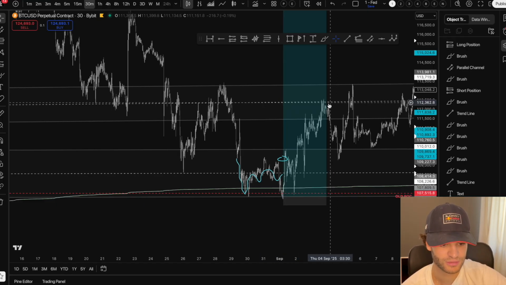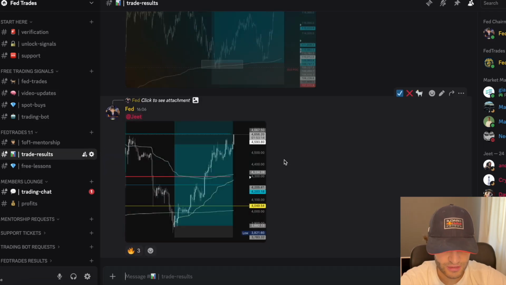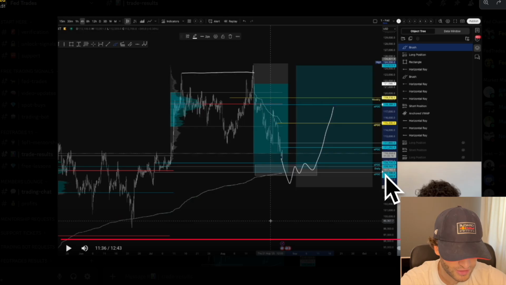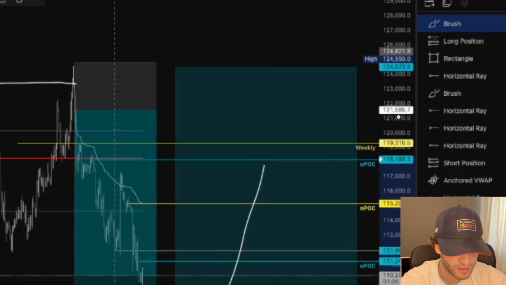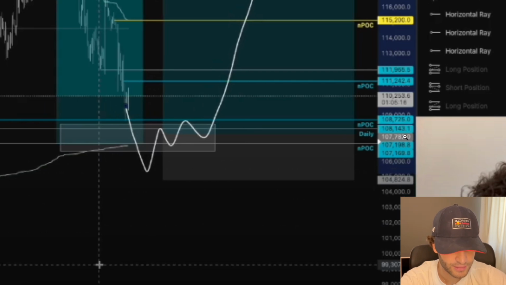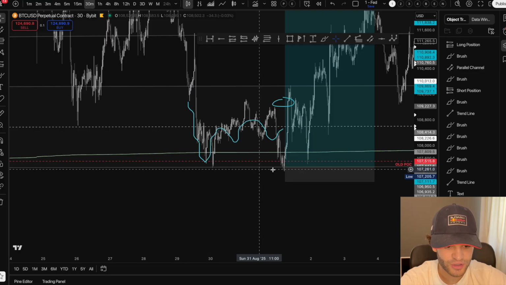Of course, I took profit along the way, but I can show you because I literally posted this in my Discord today. Look at this. This, 107.5, was my entry targeting 124. And look at that. That's exactly what I was expecting. And this SFP is exactly what confirmed my entry.